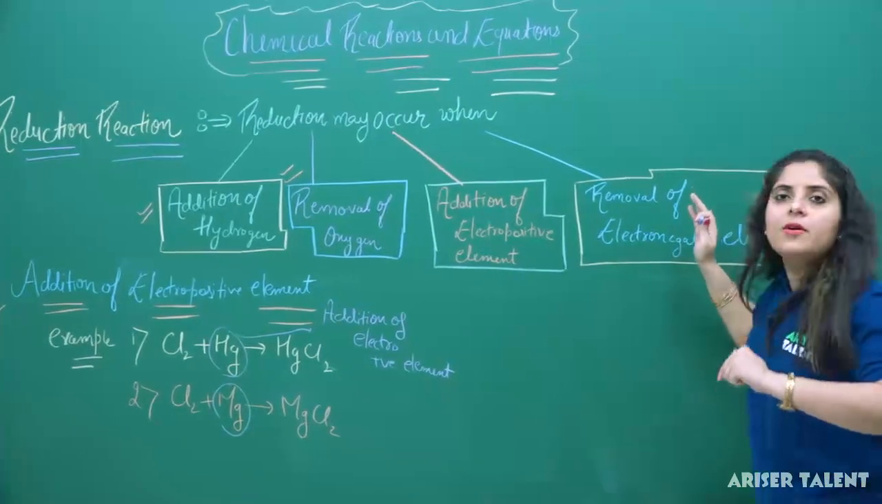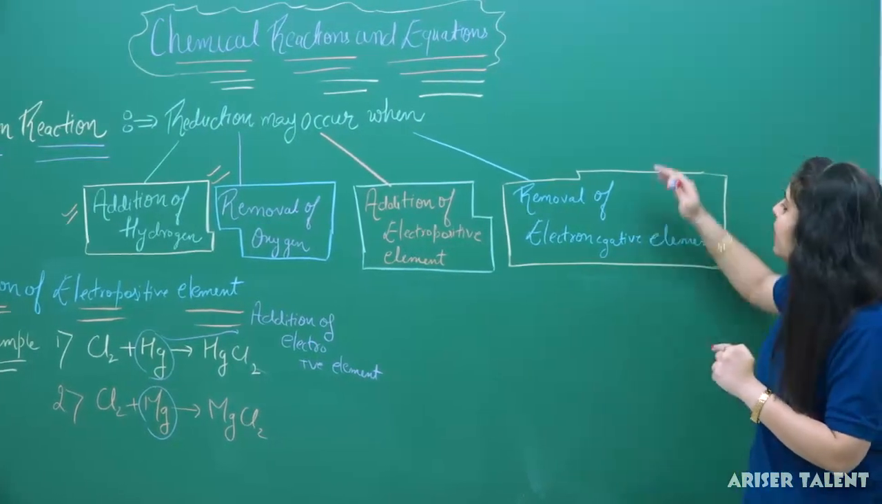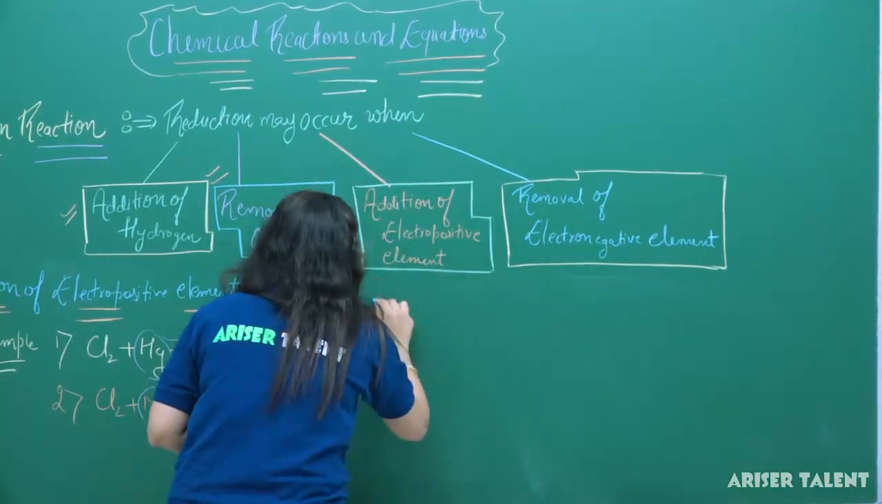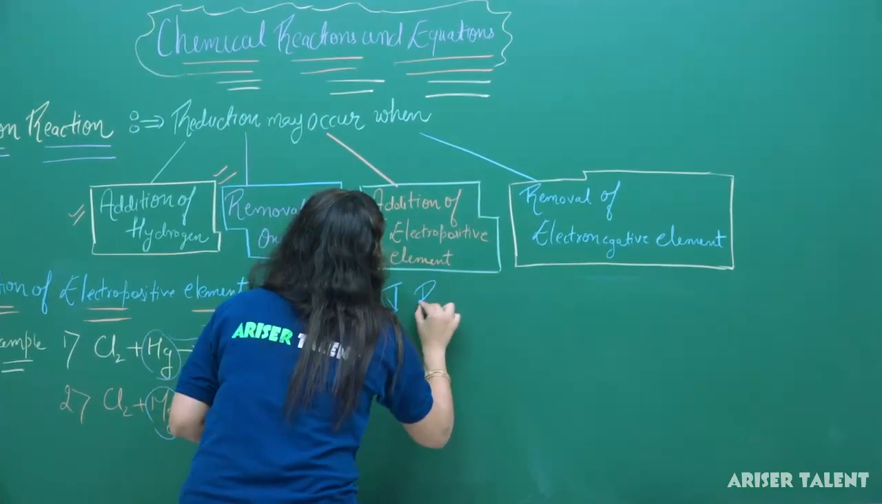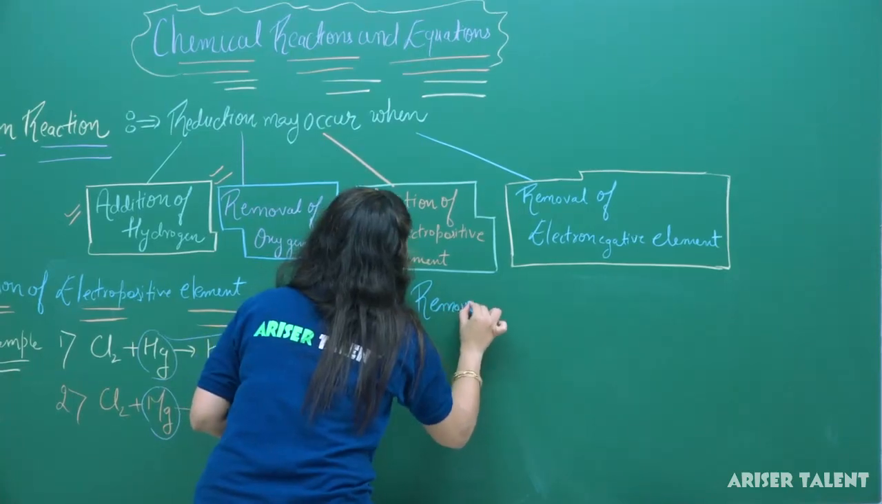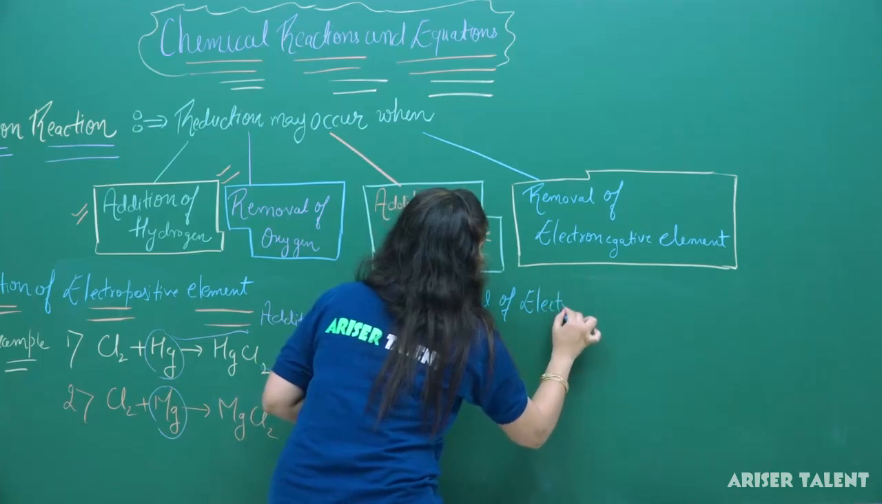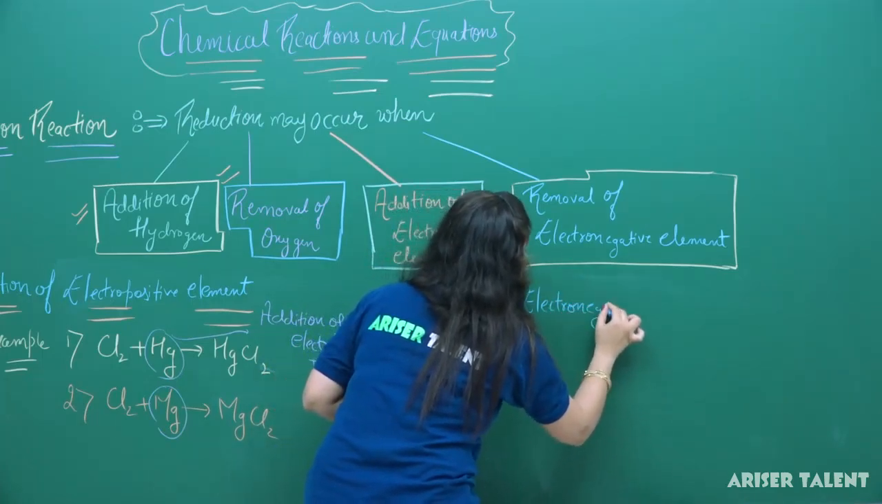Now we are on our last category of the chemical reaction, that is removal of electronegative element. So our fourth category is removal of electronegative element.